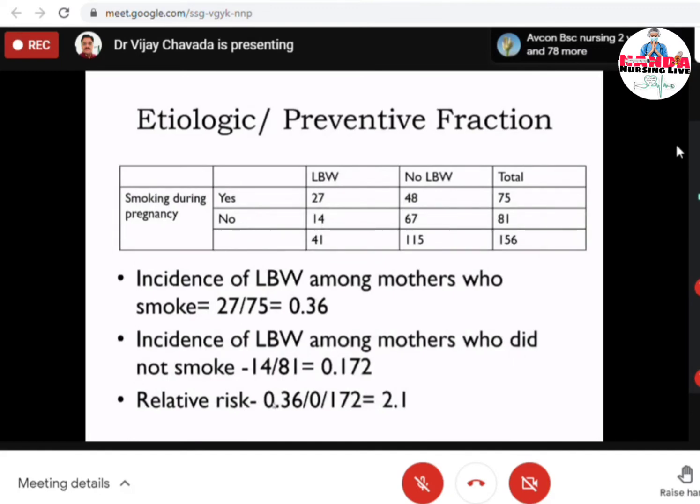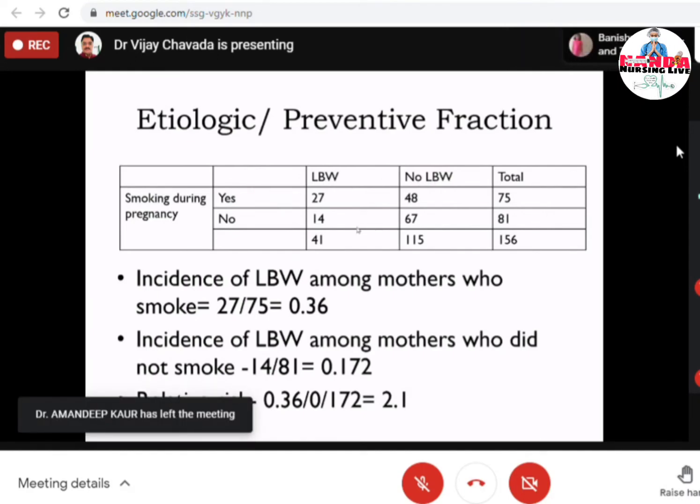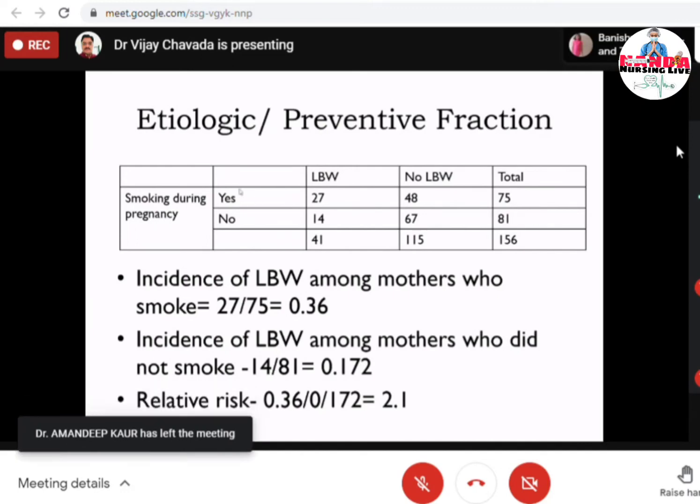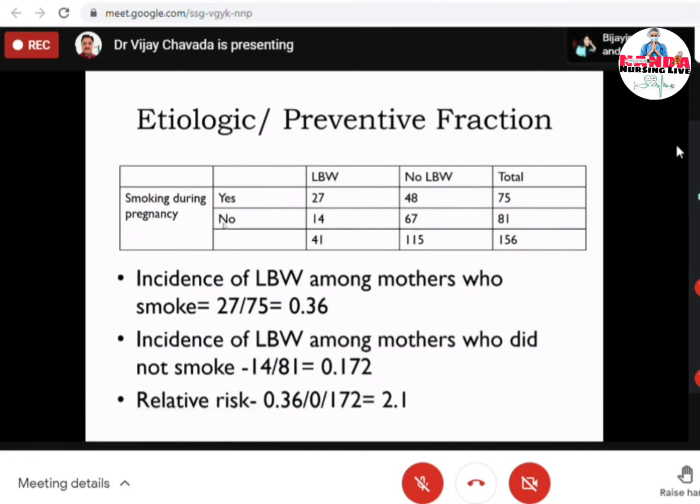Take the example of smoking during pregnancy and development of low birth weight and non-development of low birth weight. And here there is a total. So here these people are exposed to smoking, and these are not exposed to smoking during their pregnancy. There are 75 such, out of 75, 27 developed low birth weight. Those who were not exposed to smoking were 81. Out of 81, 14 developed low birth weight, 67 without low birth weight. So likewise, this data is given.